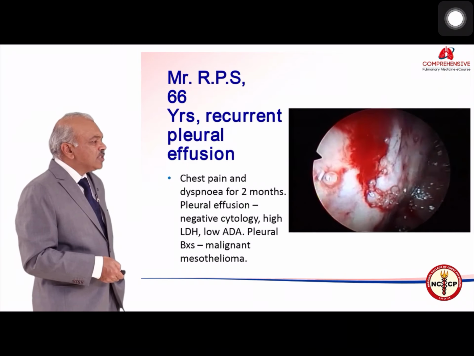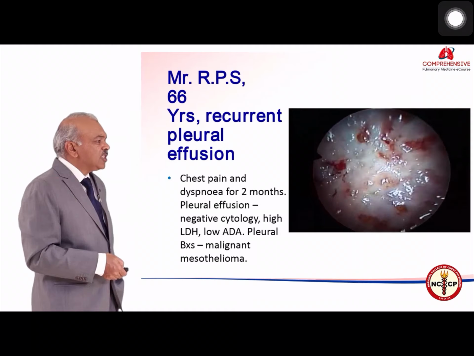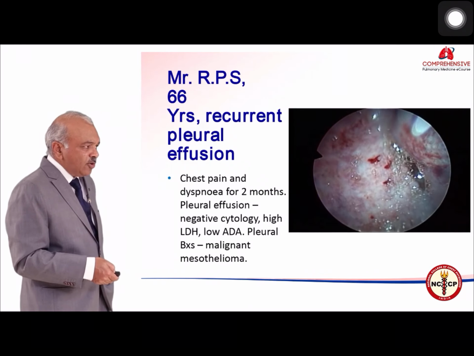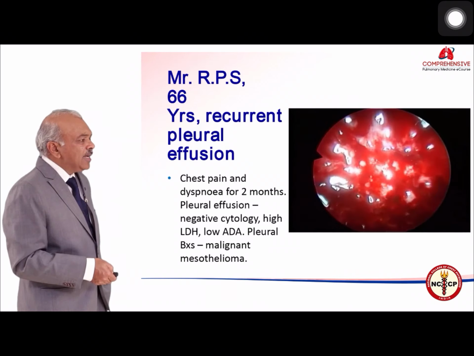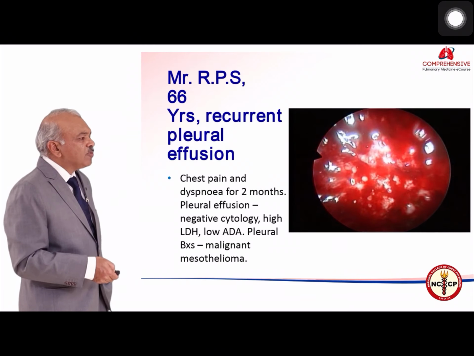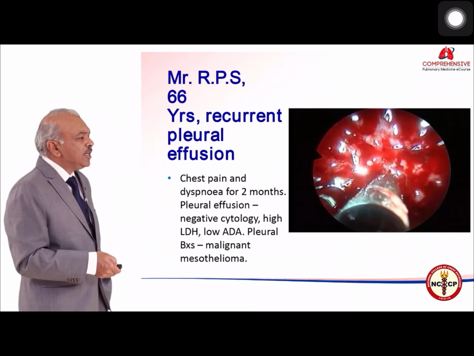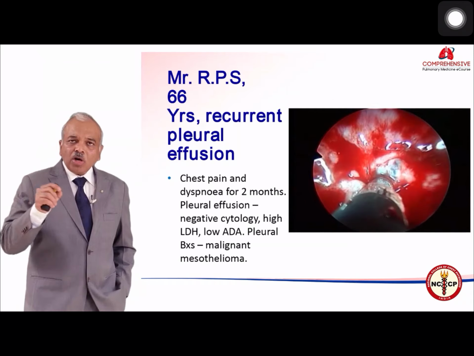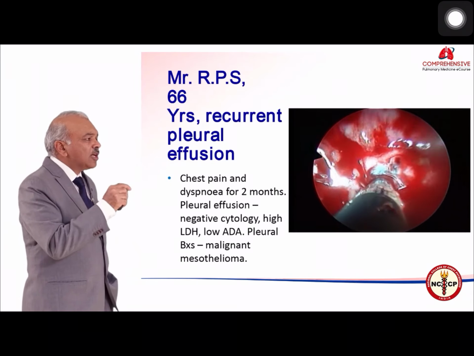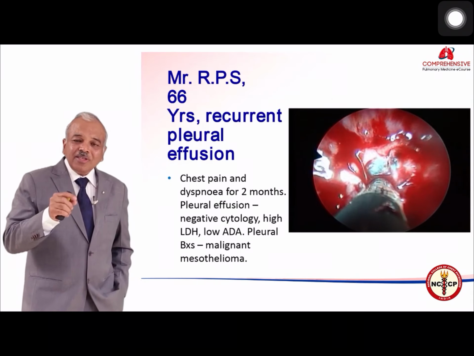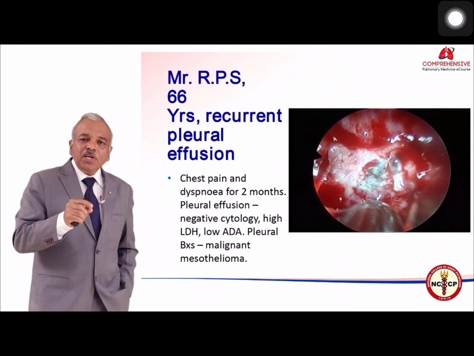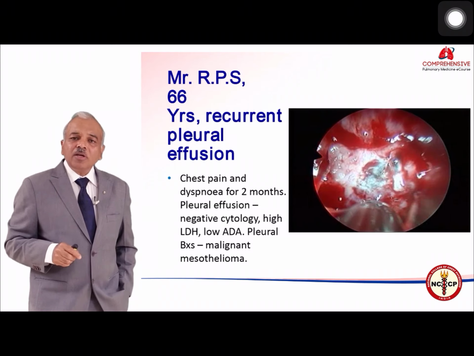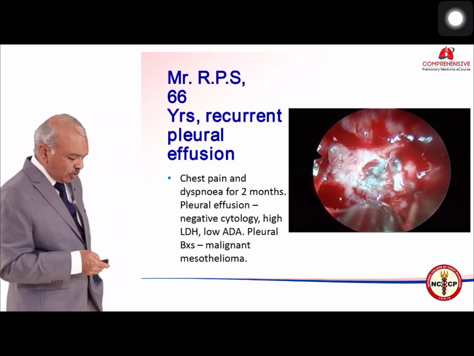This is a 66-year-old with recurrent pleural effusion, chest pain and dyspnea for 2 months, pleural effusion, negative cytology, mind you, negative cytology, high LDH, low ADA. The pleural biopsy shows malignant mesothelium. You can see here that despite the pleura being completely studded with nodules, still the pleural fluid cytology is negative. Now this shows you how mesothelioma especially can fool you if you rely on pleural fluid cytology alone.